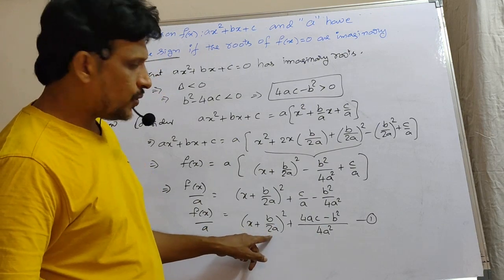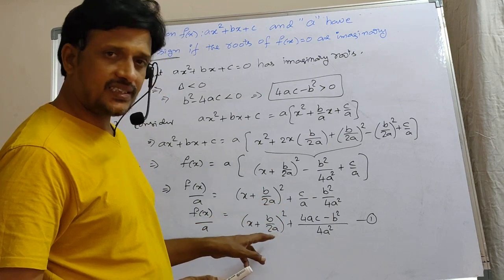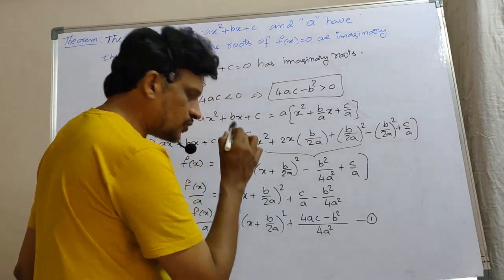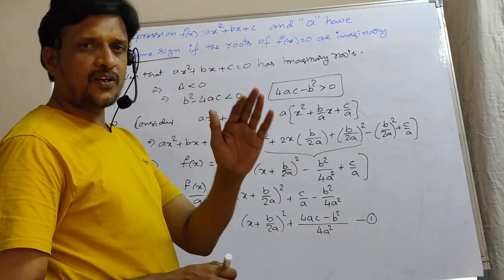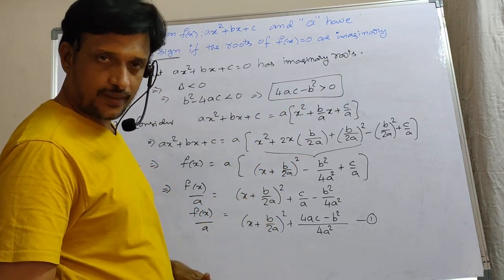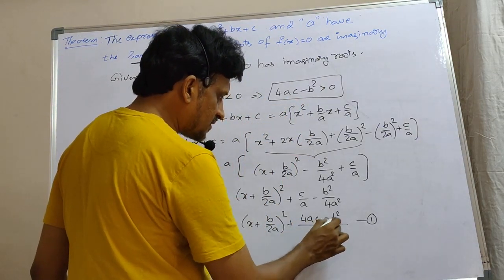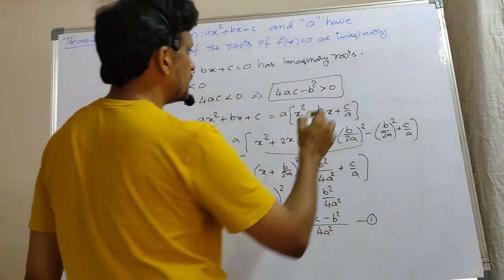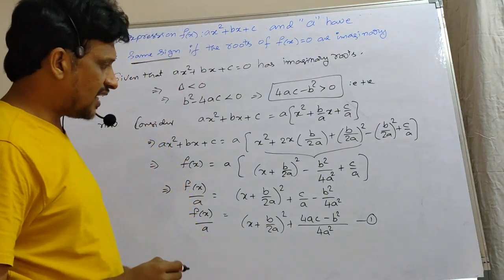(x + b/2a), we don't know this value, but the whole square is given, which means it is always non-negative. So this (x + b/2a)² is either greater than or equal to 0. Either 0 or positive. Then we will not get any negative value because of the whole square. And now the numerator is 4ac minus b², which is always positive, greater than 0. So 4ac minus b² is also positive.